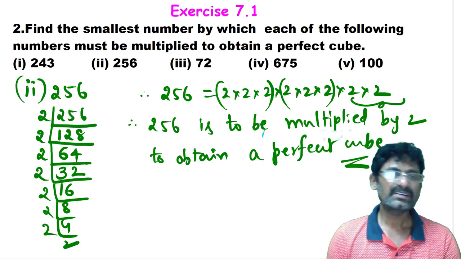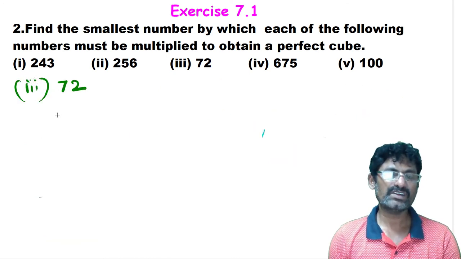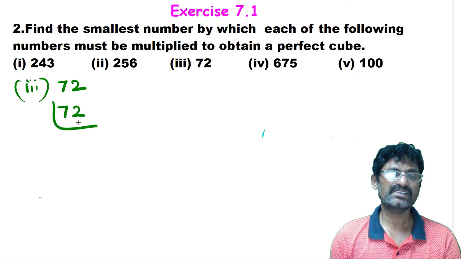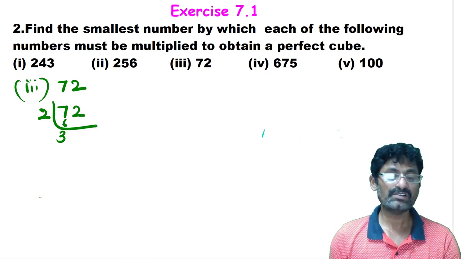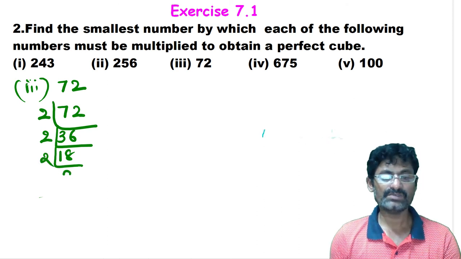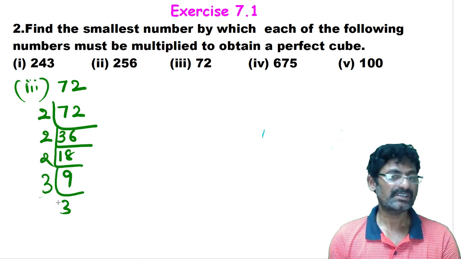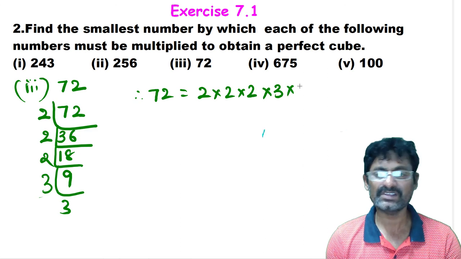That's it. Let's go to the third problem. That is 72. Now let us resolve 72 into factors. First start with 2. 2 times 3 is 6. So 7 minus 6 means 1. Beside 2 means 12. So 2 times 6 is 12. Then 2 times 1 is 2, 1 will be there, 16, 2 times 8. Then again 2 times 9. Then 3 times 3. So therefore 72 equal to 2 times 2 times 2 times 3 times 3.